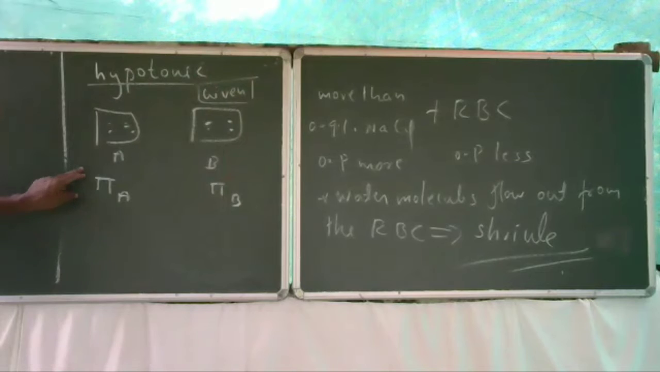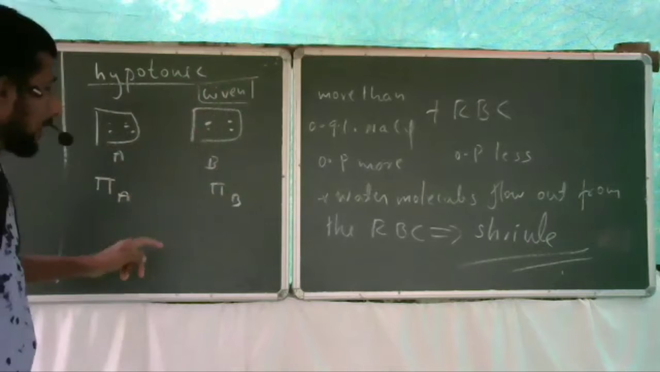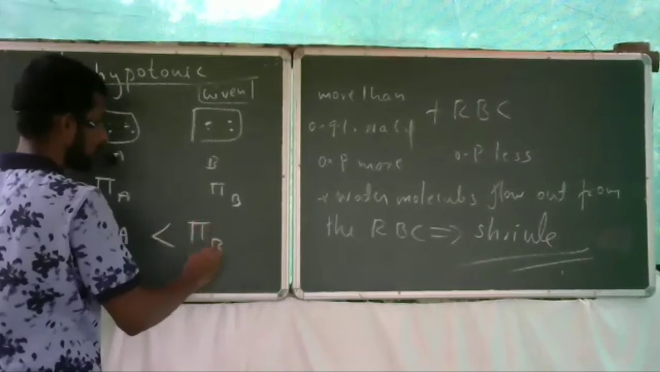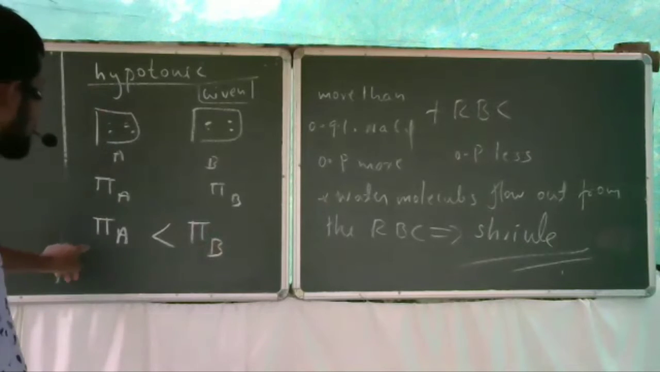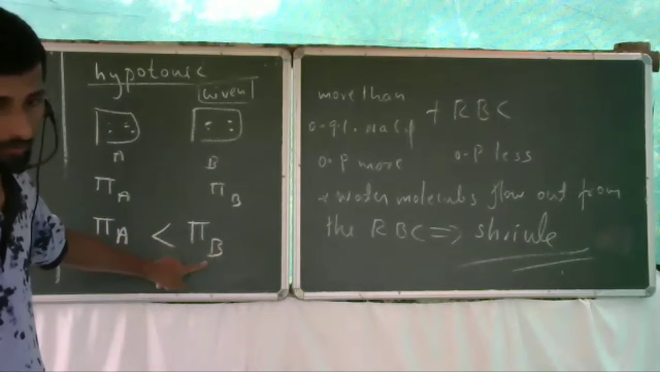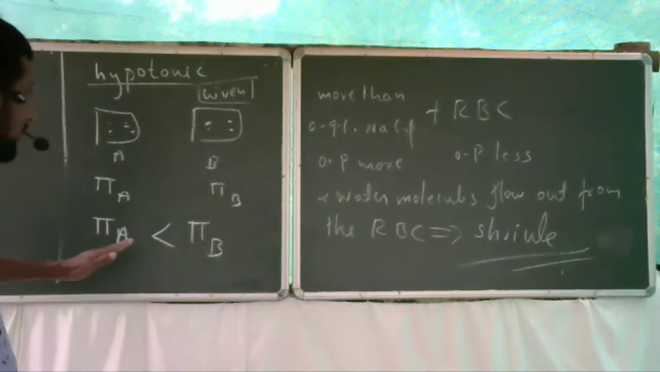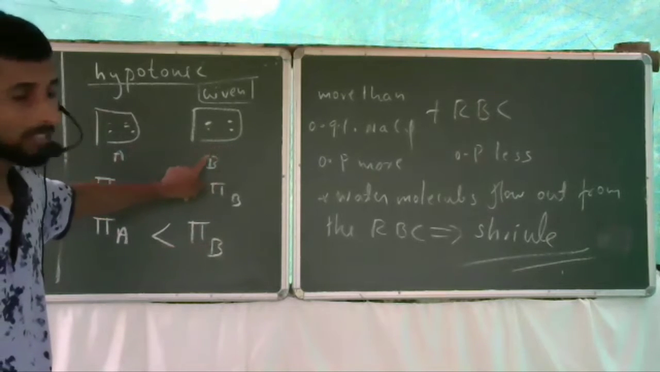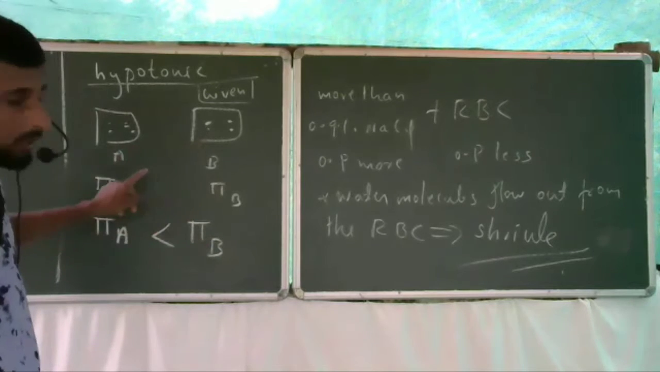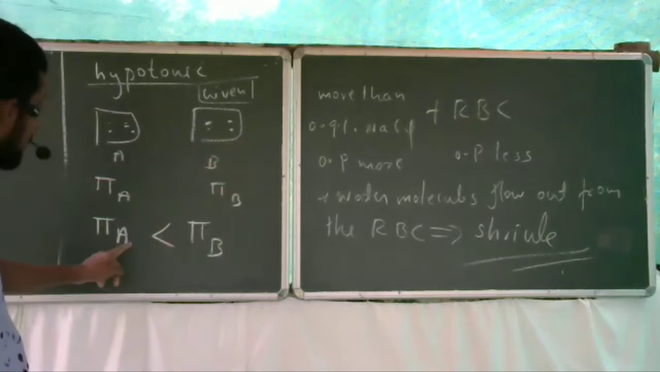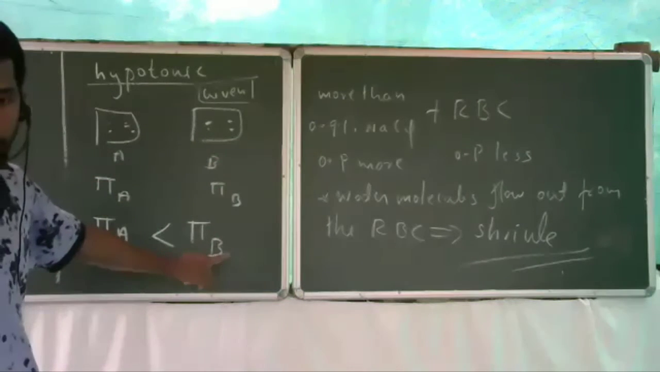Then you are comparing the osmotic pressure of solution A with solution B. It is found that the osmotic pressure of solution A is lower than that of the given solution B. Now we can observe the osmotic pressure of the solution is lower than that of the given solution, right? Pi A is smaller than pi B.